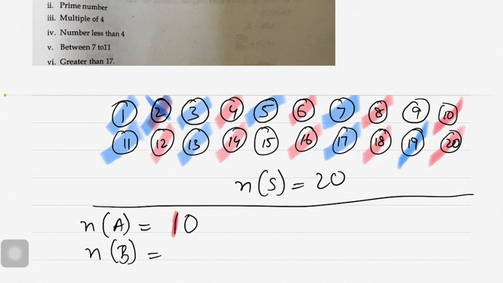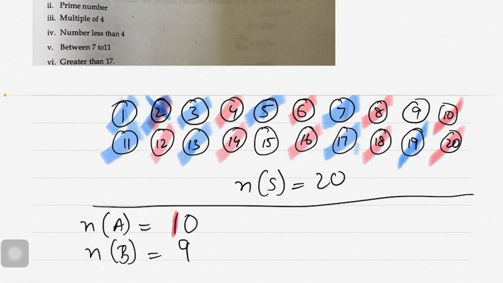So these are the prime numbers. So 1, 2, 3, 5, 7, 11, 13, 17, 19. Correct? So these are the prime numbers. 1, 2, 3, 4, 5, 6, 7, 8, 9. So there are 9 prime numbers here.